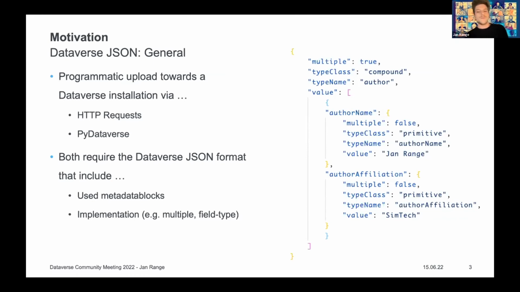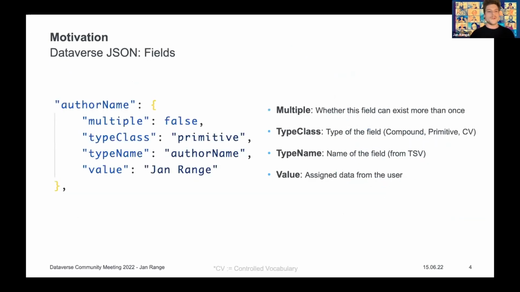Now, both of these approaches have in common that they require the Dataverse JSON format. And as already pointed out, this is not really an easy format by itself. It not only includes the metadata blocks and the data that we want to put onto Dataverse, it also has information about what I call the implementation, in a way. Implementation means several fields that tell the Dataverse installation things such as multiple or the field type. If we inspect such a field, we see that it is not just the value. Here's an example. I just want to put a name to an author, in this case my own name. But a lot more is required to do that.